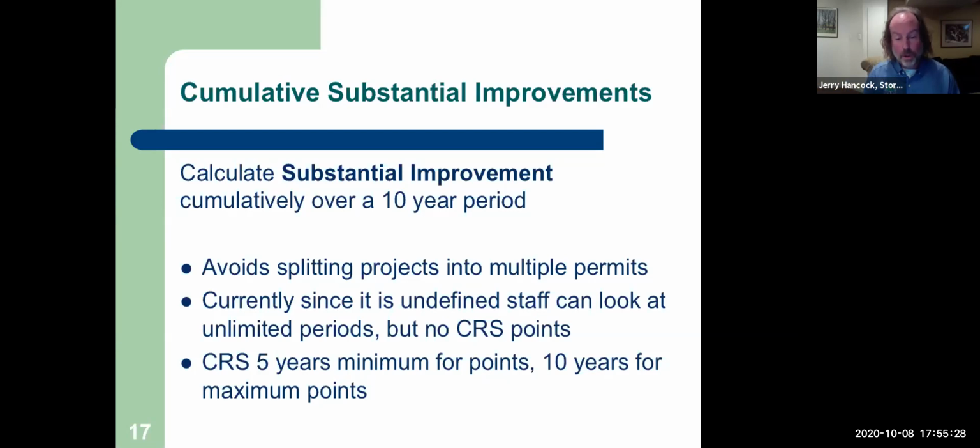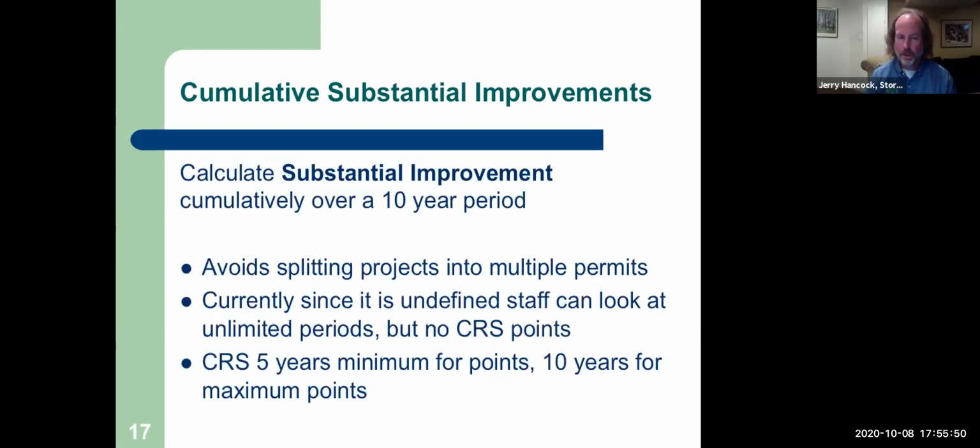And so currently, since there's no identified time frame, staff looks at it as an unlimited period. So we already apply cumulative improvement, but we receive no credit or points for that within the community rating system.